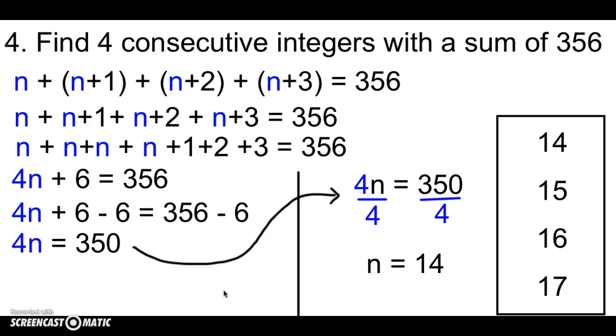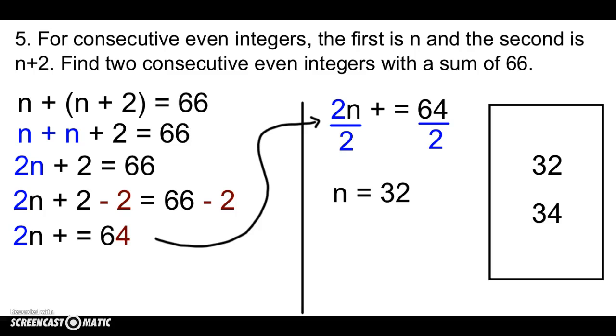Okay, how'd you do? Here is the solution for number 4, 4 consecutive integers with a sum of 356. And here is the solution for number 5, 2 consecutive even integers with a sum of 66. Again, if I went too fast or if you need to review any of this, please go back over it, replay it, pause the video where you need to.